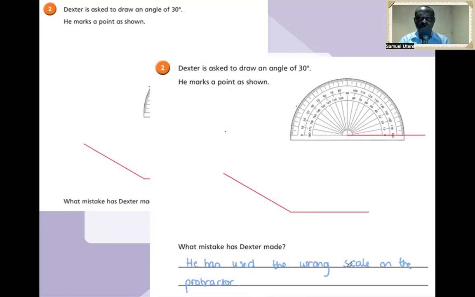So he has used the wrong scale of the protractor. So remember, we have checked this again and again. It's really important that you use the correct scale of the protractor and you use your knowledge of what the angle should look like if it is acute, obtuse, or reflex. But reflex we'll be dealing with in our subsequent lessons.